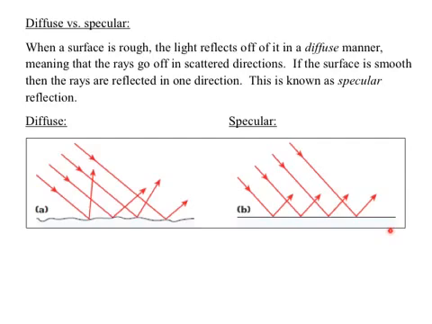For specular, think of a mirror. For diffuse, think of concrete and how light does reflect off concrete, but it comes off at different angles. It's a rough surface.